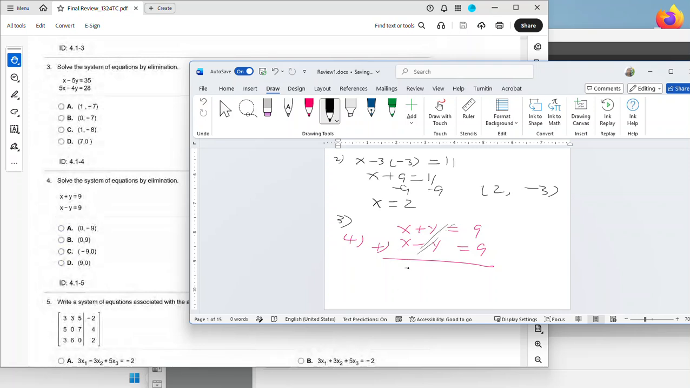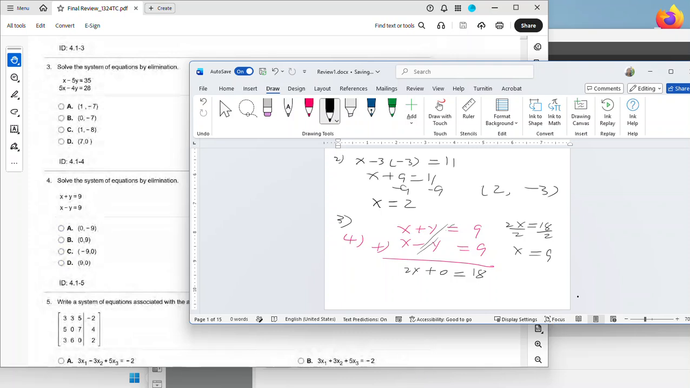So I have x plus x is 2x, right? And then this positive y minus y is 0, so I don't have to do the plus 0. 9 plus 9 will be 18. So I have 2x equal to 18. Or we divide both sides by 2, x will be equal to 9.